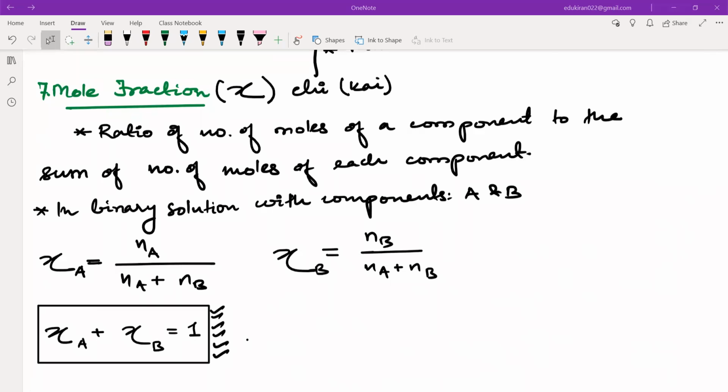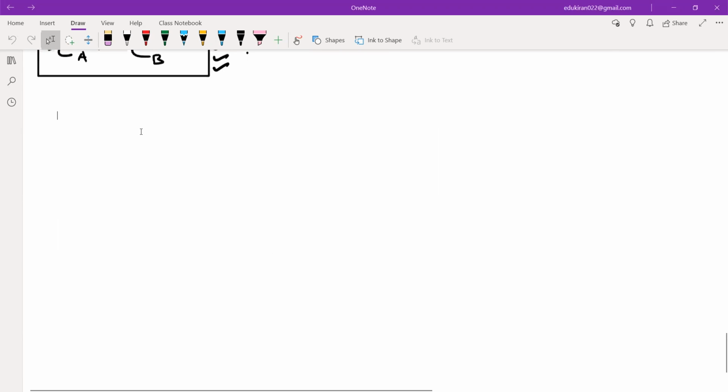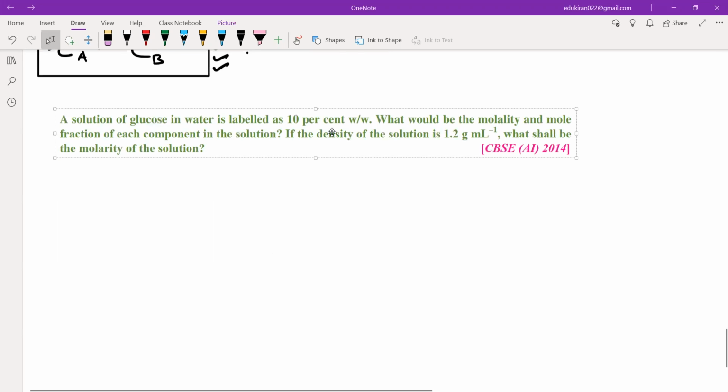Done, all of you? Those who were writing, are they done? Okay. Please write this question, and this is a very important question. It has been asked in CBSE. Please write this down.